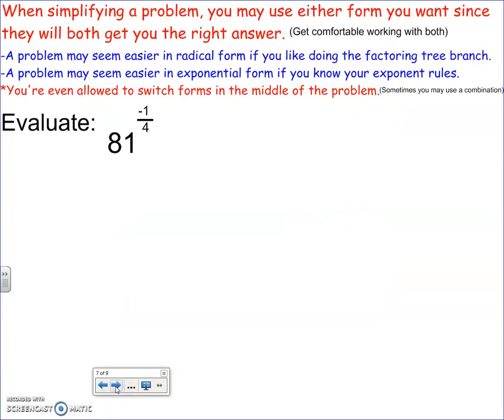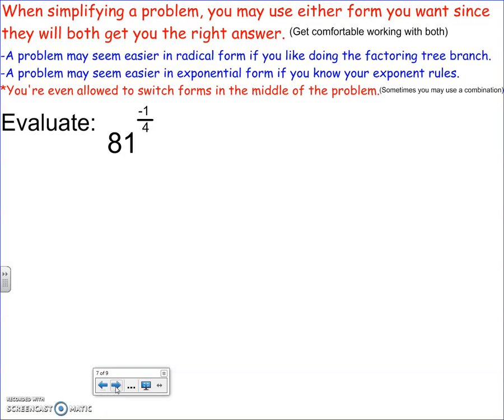Alright, when simplifying a problem, you can use either form you want, since they both give you the same correct answer. Get comfortable working with both. A problem might be easier in radical form if you like doing the tree branch. A problem might be easier in exponential form if you know exponent rules. You're even allowed to switch forms in the middle of a problem. Sometimes you use a combination, like you'll see in a second.